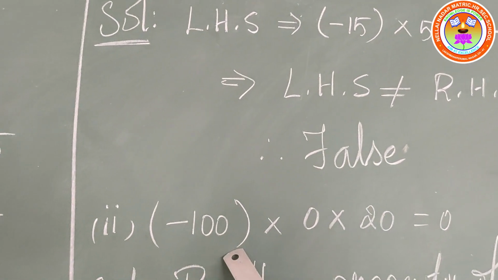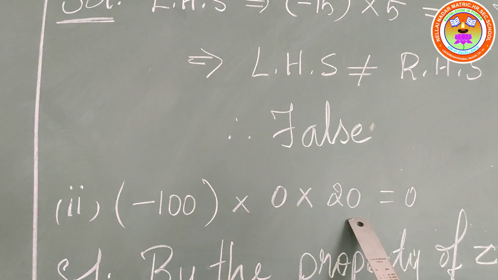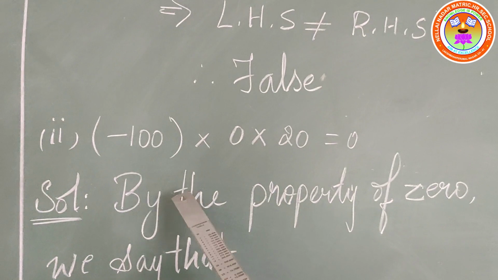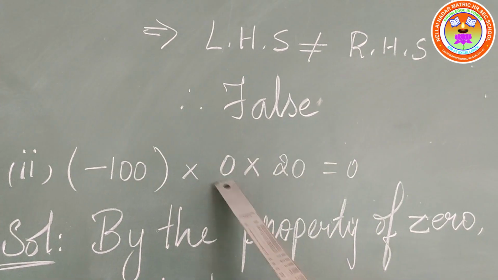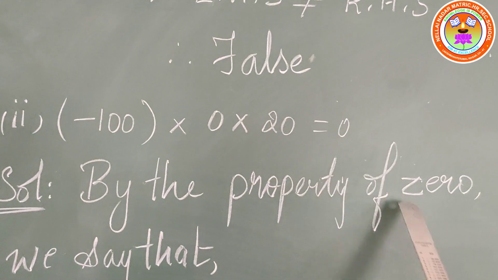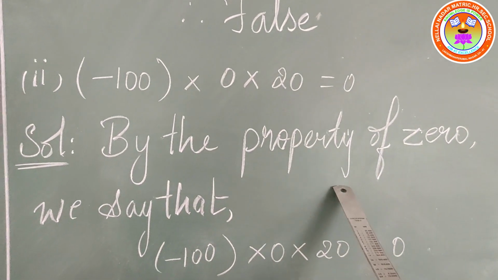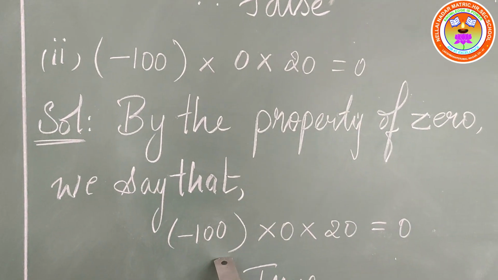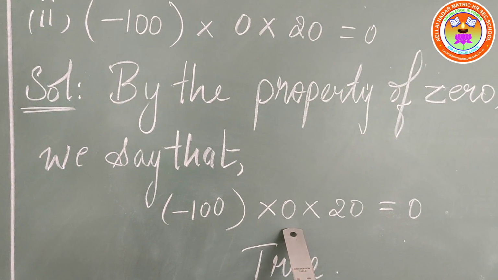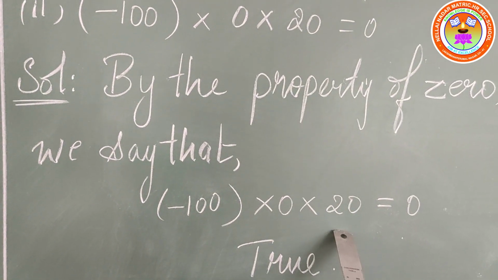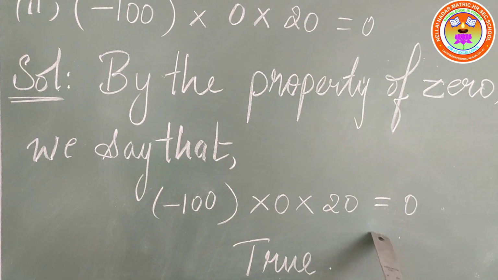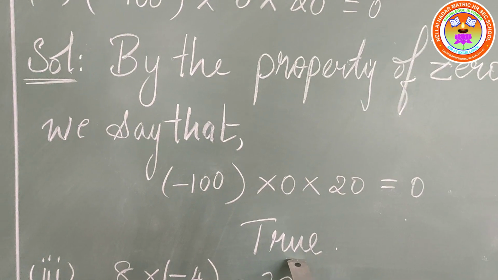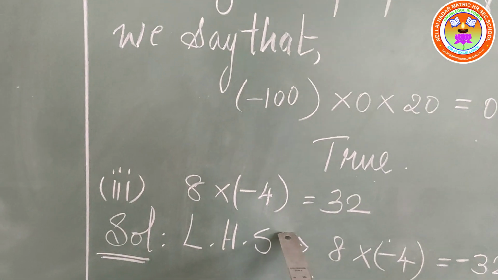Next, minus 100 into 0 into 20. Okay. Now, just now I mentioned the property of 0. So, we are going to use the property of 0 and check whether this term is 0 or not. So, by the property of 0, what we can say? Any number multiplied with 0 becomes 0. So, here 100 into 0 is what? It is again 0. And 0 multiplied with 20, what is it? It is again 0. So, the answer is what? It is 0. So, I can say that it is true. Yes, children?